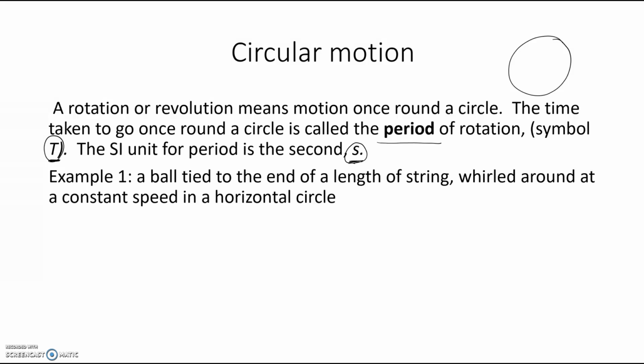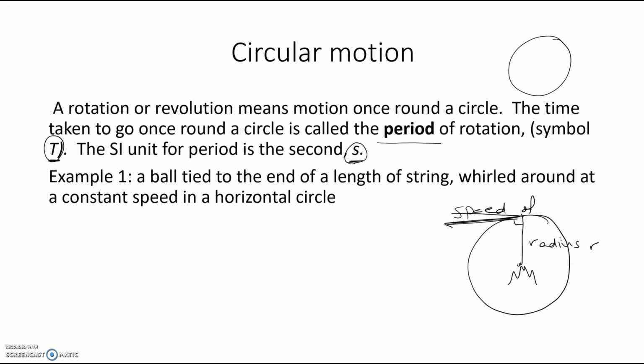For example, if we've got a ball tied to the end of a piece of string and we're whizzing it around at a constant speed in a circle, then let's have a look at the picture. Not very good at drawing, but there's my hand in the middle of the circle. The circle has radius r, and then the speed is this. Whoops, that's the horizontal speed there at right angles. That is the speed of the ball.